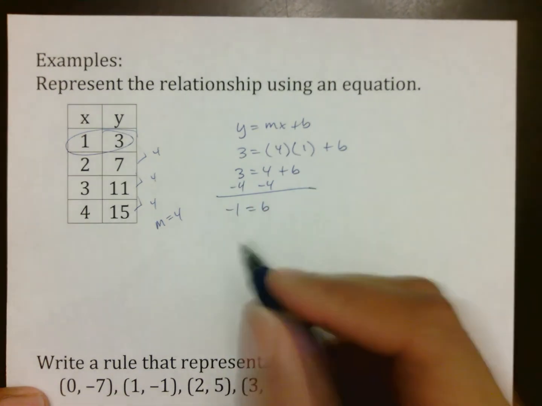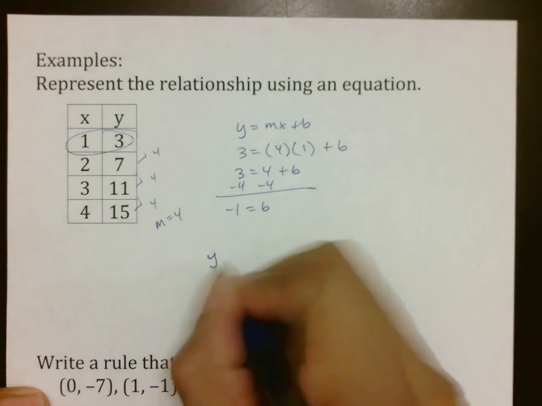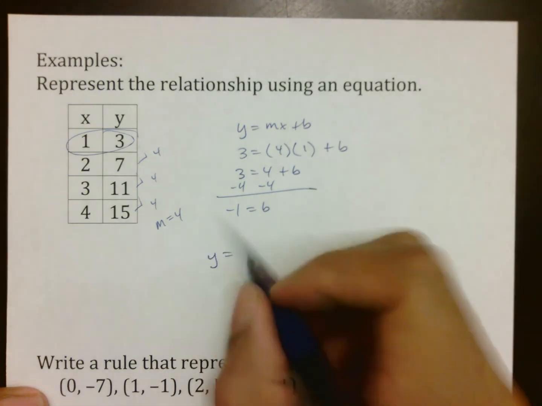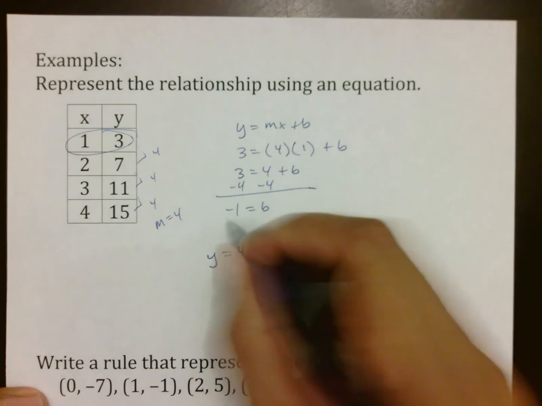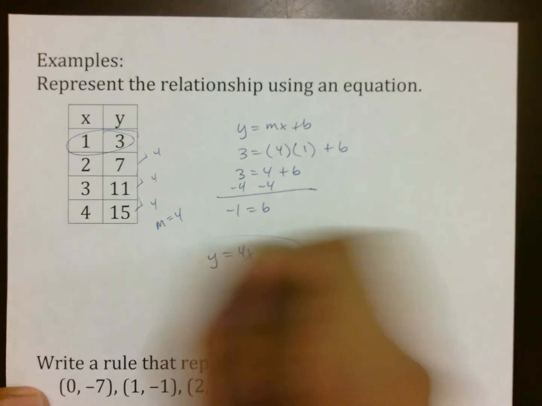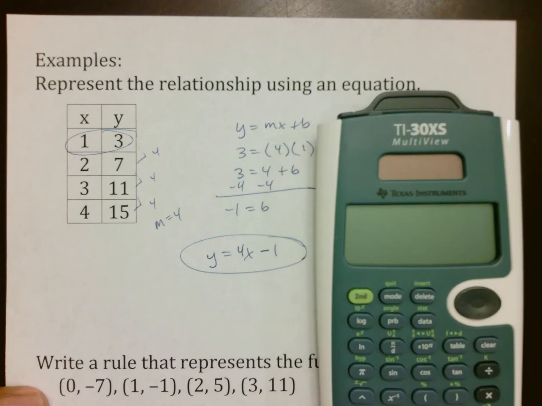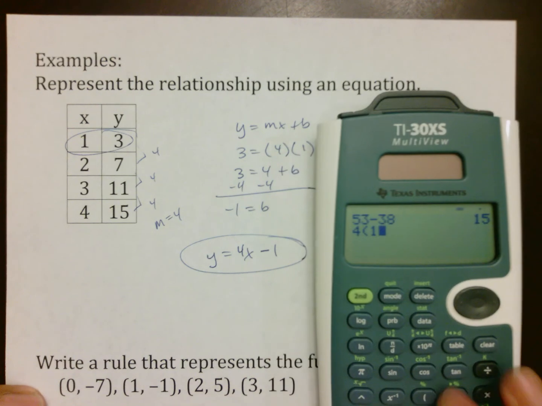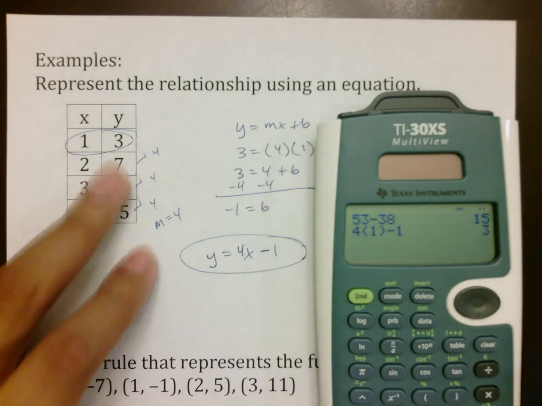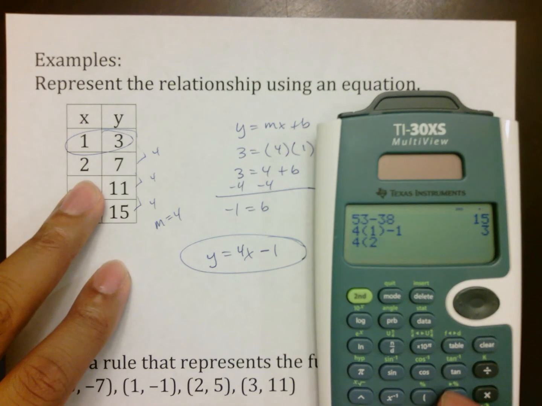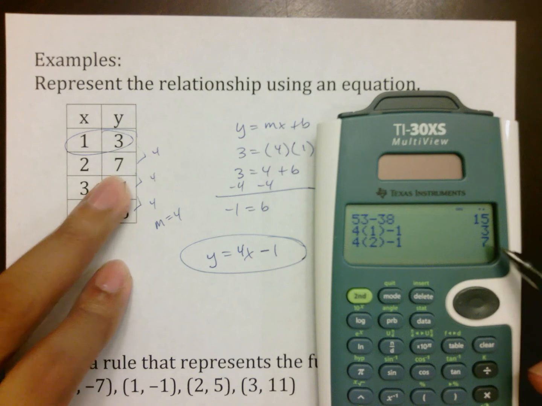And so remember, I said that the rule is found by plugging m and b back in. So m is 4, so put 4x, and then b is negative 1, so put minus 1. And again, just to verify, if you look at your calculator, 4 parentheses 1 minus 1 equals 3, which is good. If you plug in 2, 4 parentheses 2 minus 1 equals 7, which is what we want.